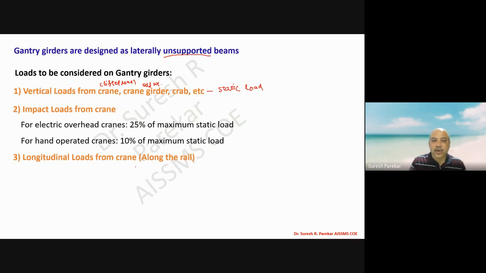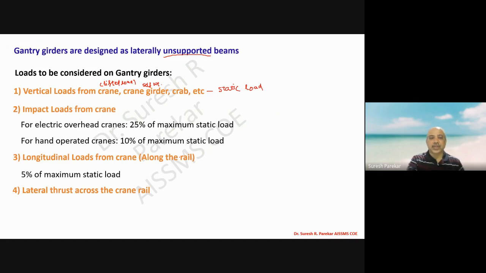Then we have longitudinal loads from the crane, which act along the rail. Whenever we suddenly stop the crane, we get longitudinal loads. One will be along the rail, and another will be perpendicular to the rail. These two longitudinal loads will be there when we suddenly stop the crane, or if the load which we are carrying is suddenly disturbed. In that case also we get these longitudinal loads. These longitudinal loads are 5% of the maximum static load.